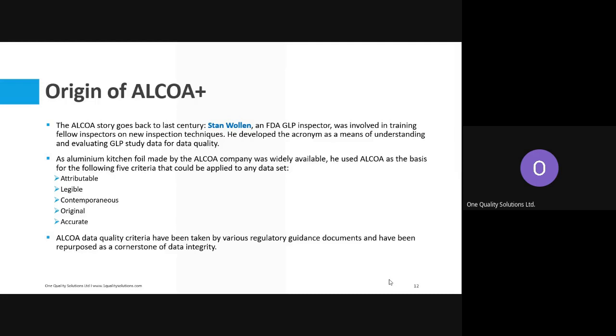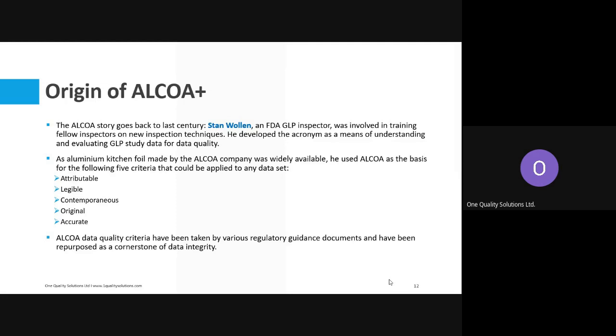At that time, aluminum kitchen foil made by the ALCOA company was widely available, and the company was popular. So, Stan Wollen used ALCOA as the basis for the following 5 criteria, as mentioned in the slides, which could be applied to any data set. Later, these ALCOA data quality criteria were taken by various regulatory authorities like MHRA, WHO, FDA, and have been repurposed as a cornerstone of data integrity.